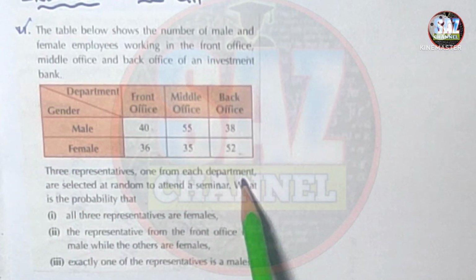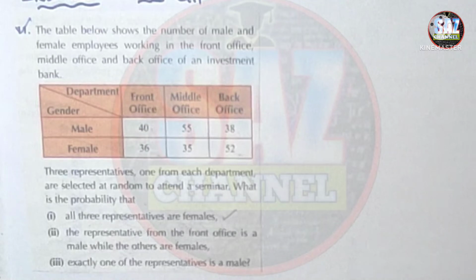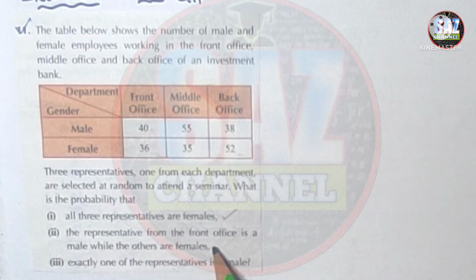All 3 representatives are female. The representative from the front office is male while the others are female. Exactly one of the representatives is a male.